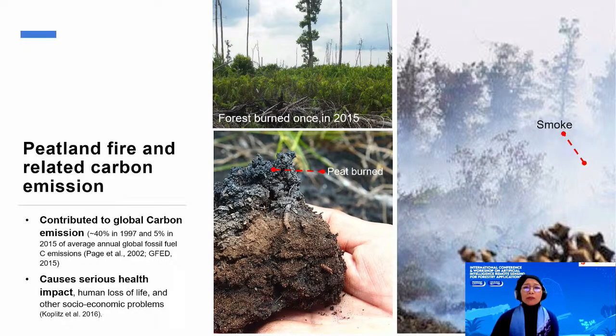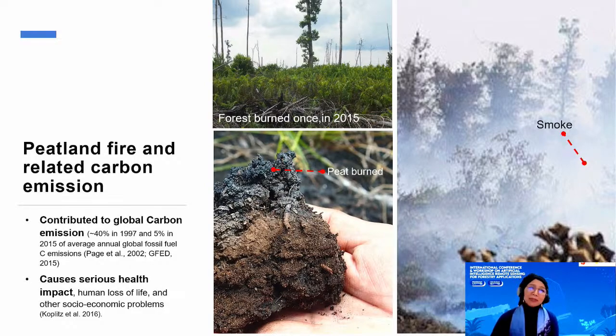And Indonesia was reported to contribute to global carbon emissions by, well, the number is probably debated. It's about 40% of average annual global fossil fuel carbon emissions in 1997, and about 5% in 2015. But I think we have to consider that peatland burning has also caused serious health impacts, human loss of life, and other socioeconomic problems.